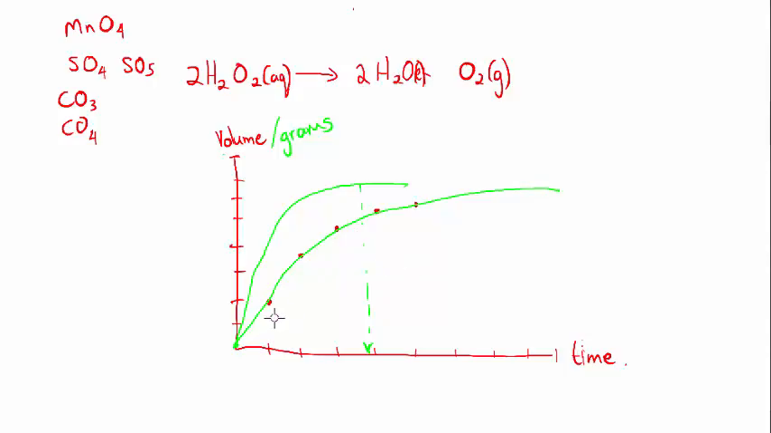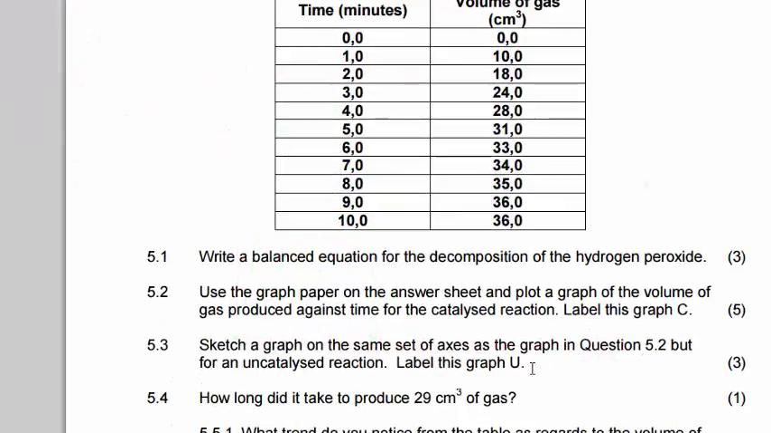Remember, the gradient represents the reaction rate. The steeper the gradient, the quicker the reaction is happening. So we must make it a less steep reaction rate, something like that. Okay, it might even go much further than this, but that's all they're going to want to mark on here.